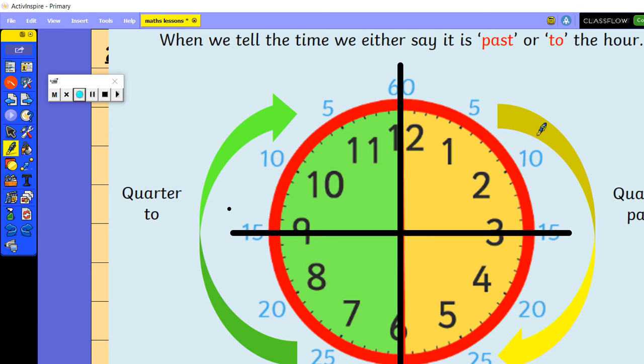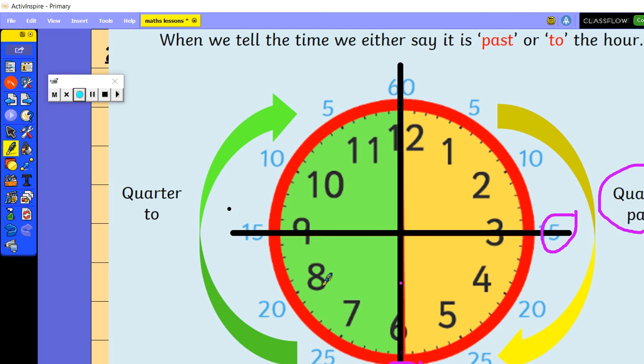We can say it's quarter past the hour. We don't need to say it's 15 minutes past. We can actually say it's quarter past. And the same here. Instead of saying it's 30 minutes past, we can say it's half past because that's halfway around my clock. Okay. And then once we get past half past, we can actually change the way that we say our time.